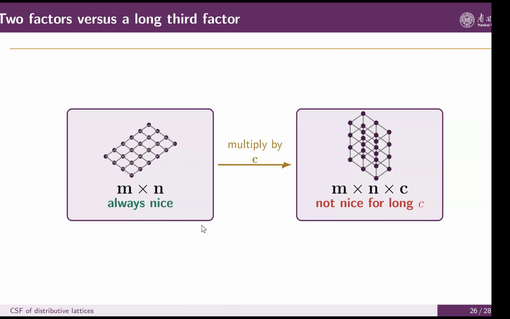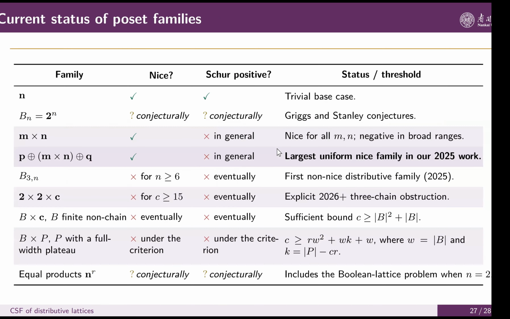And here is a table of what we found, showing what is proved to be not Schur positive, and what is conjectural. And that's all for my talk. Thanks.